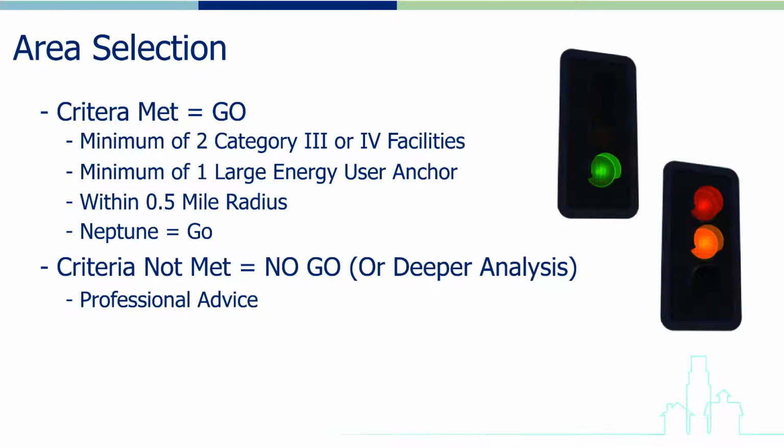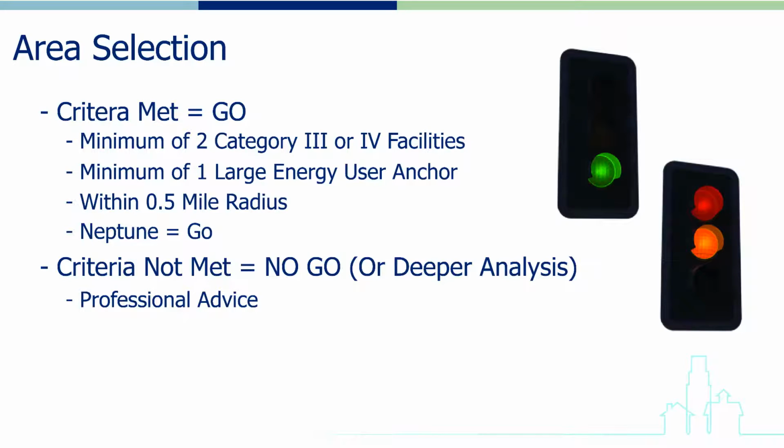As is clear from the previous several slides, the area selection analysis for Neptune identified at least one area centered on the medical center that meets and actually significantly exceeds the minimum criteria for further exploration. That is, at least 2 Category 3 or 4 facilities and a major energy user that can serve as an anchor within a radius of 0.5 miles. Some communities, however, may not be able to meet these criteria. If this is the case, the community would likely not be a suitable candidate for a microgrid, at least based on a first-level screening like the one we have described.